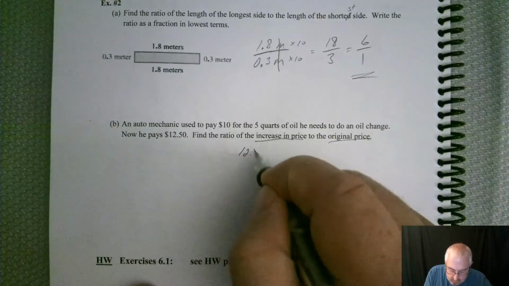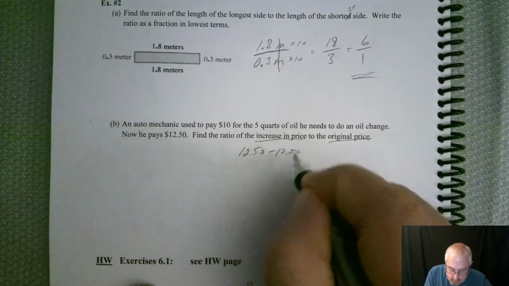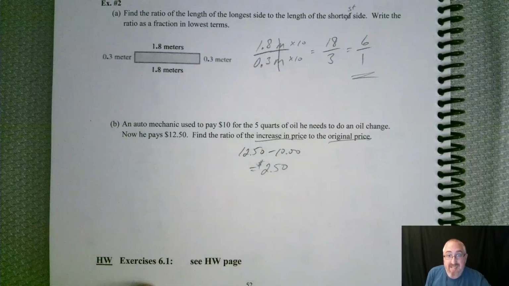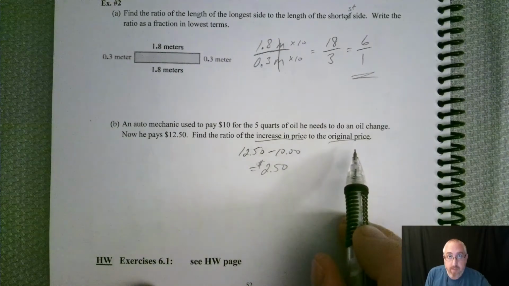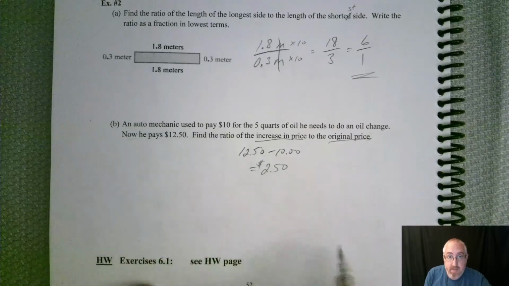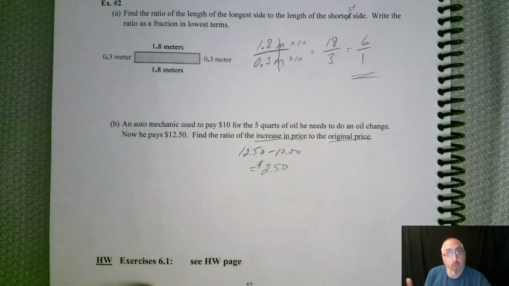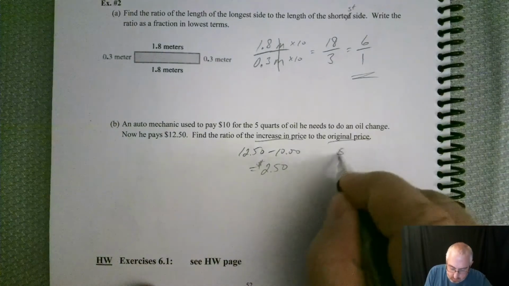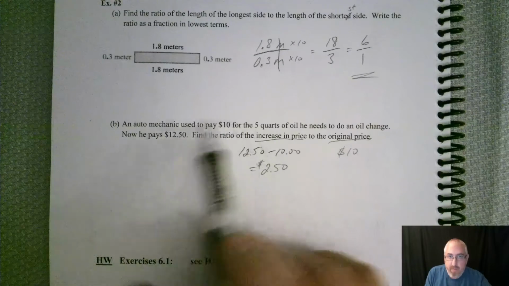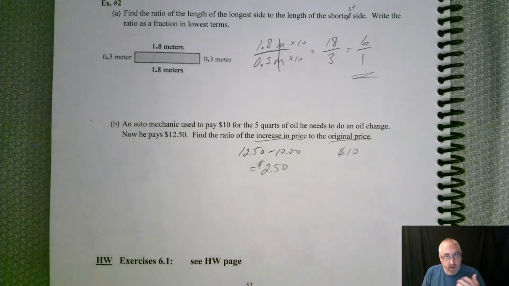So if we subtract those, $2.50 is the increase. What was the original price? The original price is the $10. That's what it started at before it went up in price. So now we know what 2 numbers we're comparing. So don't let this information throw you off. They're trying to trick you a little bit.